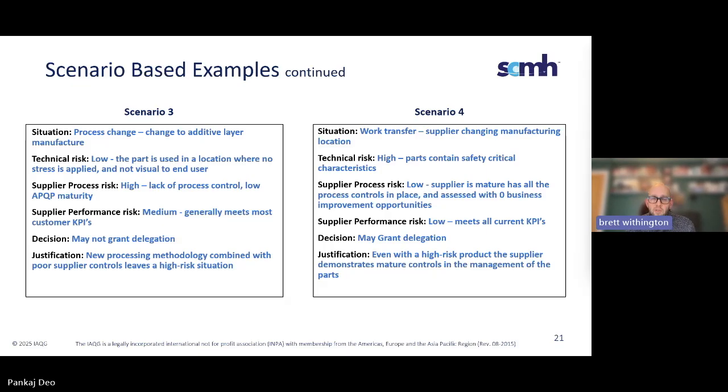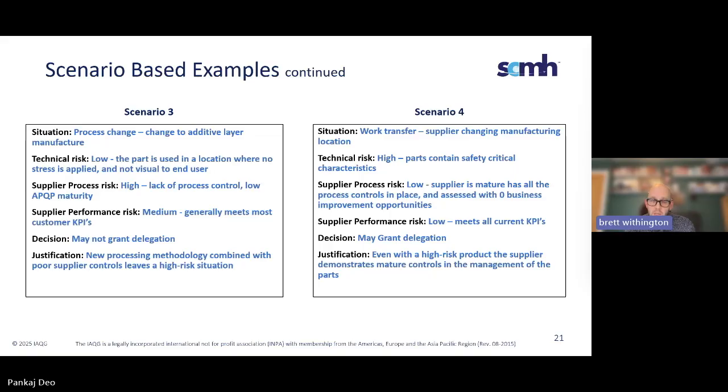Scenario 4, sorry, is a work transfer. The supplier is changing manufacturing location, so this is a geography move. The technical risk we could say is high, because the parts contain safety critical characteristics, so we're all very concerned about characteristics that are key to safety performance. The supplier process risk we said is low. The supplier is mature, has all the process controls in place, and was assessed with zero business improvement opportunities. So a robust organisation. Supplier performance risk is low, meets all current KPIs. So from an organisation perspective, pretty strong.